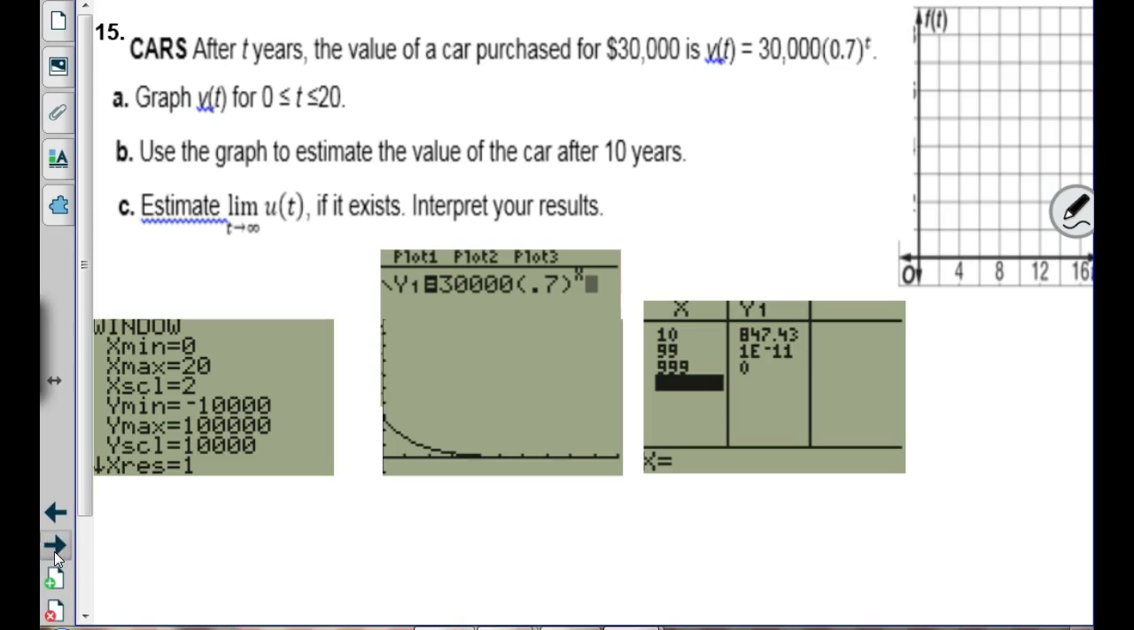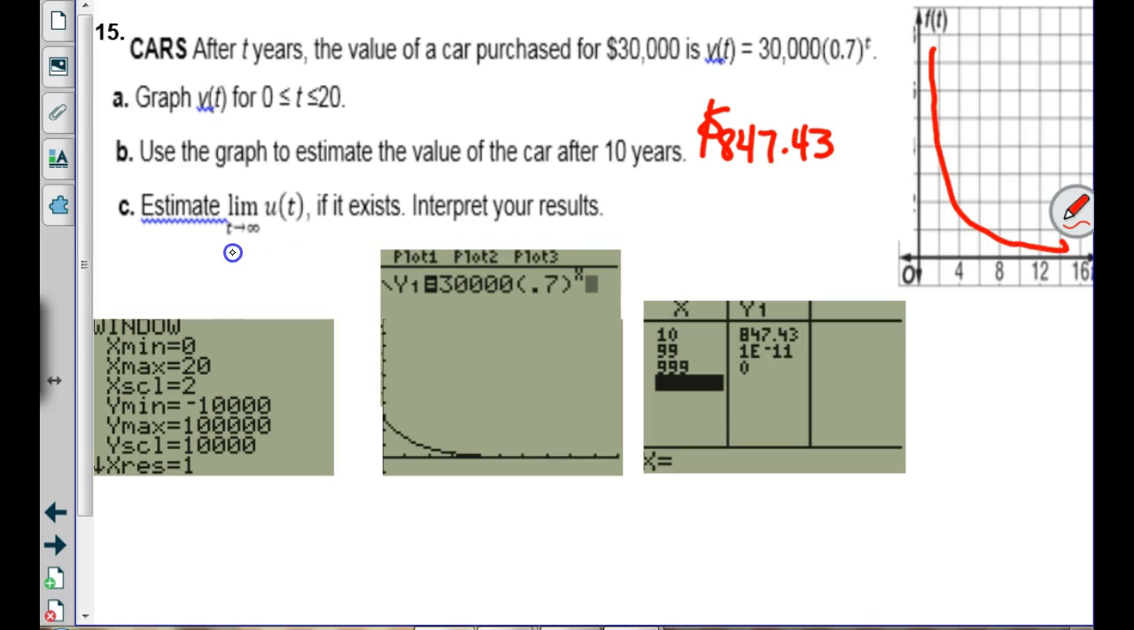All right, this is a value of a car. Here's the graph. It would start really high, and then it comes down and goes like this, okay? I typed it in. I set the window. Notice the window needed to be high because the value of the car started at 30,000. Okay. Then it says use the graph to estimate the value of the car after 10 years. So I put that 10 in and I got $847.43.